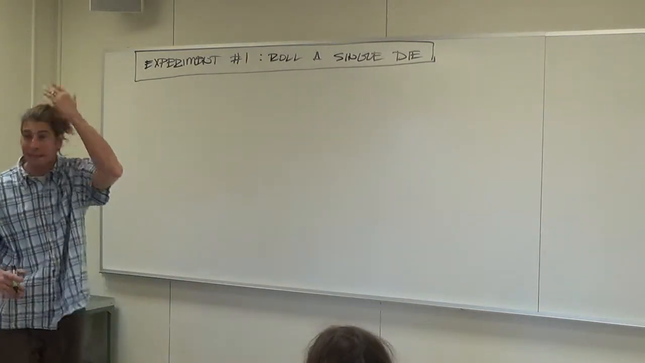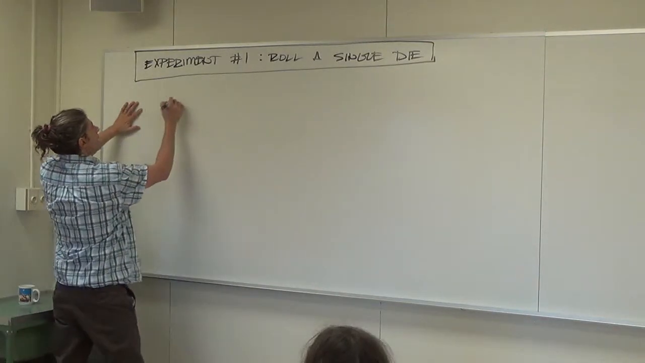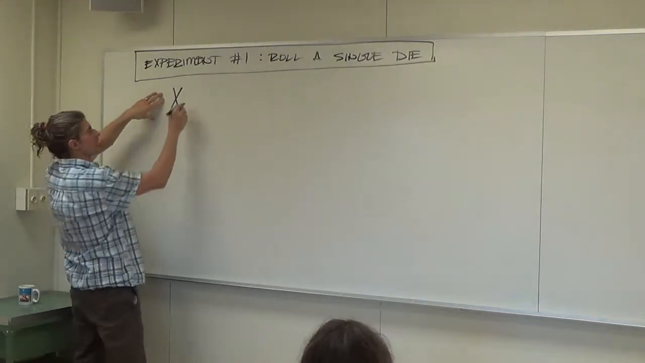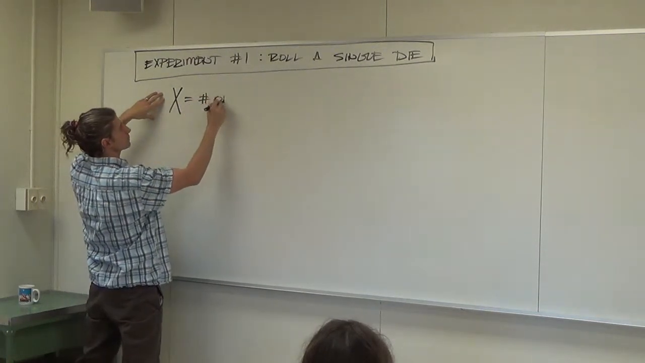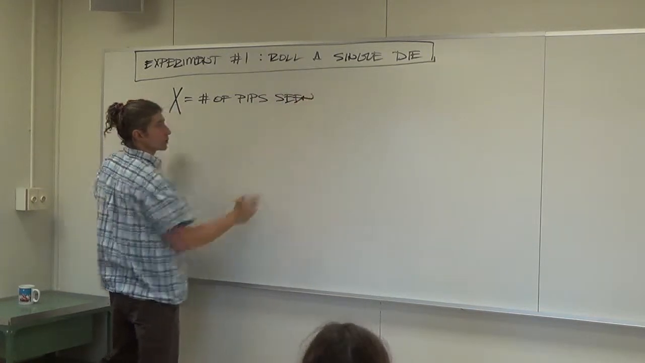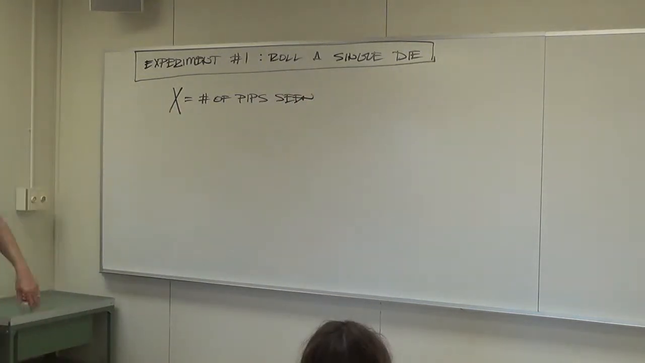We can at least run the data, correct? So we can say, all right, data. I'm going to call the X column single variable statistics. X is the number of pips that we saw. If you learn nothing else today, you'll learn the dot on a die is called a pip. If you learn nothing else today, you know that. You can go home now.